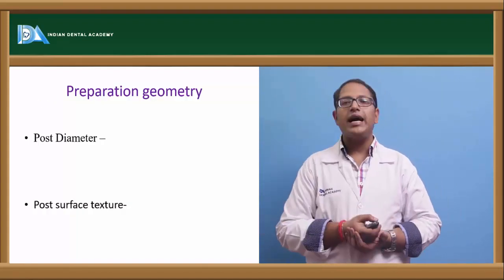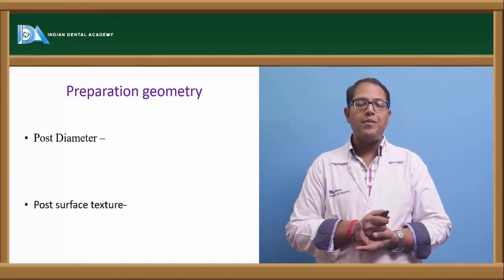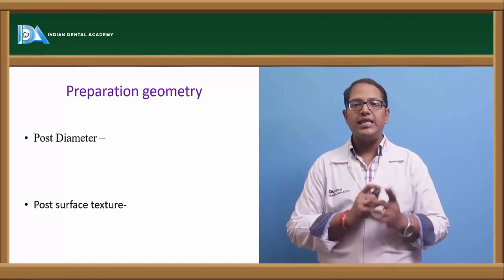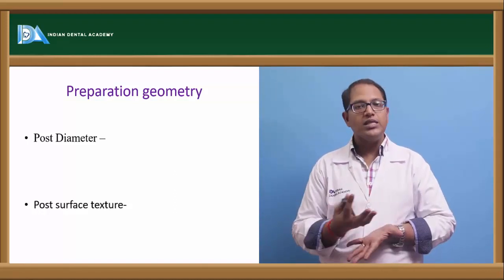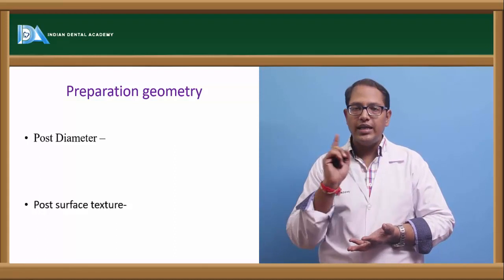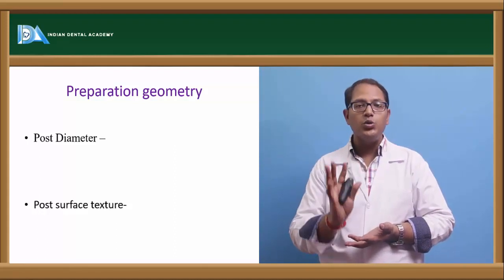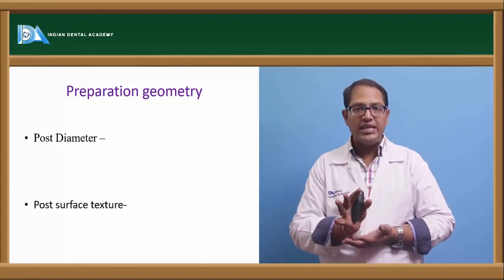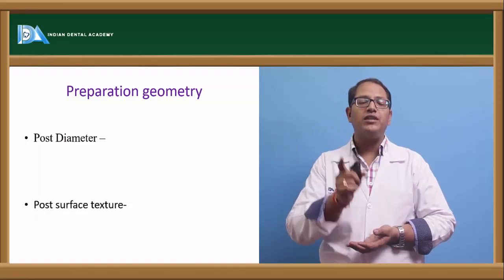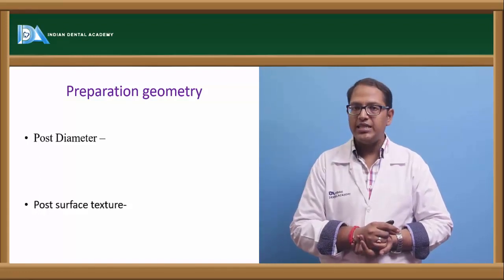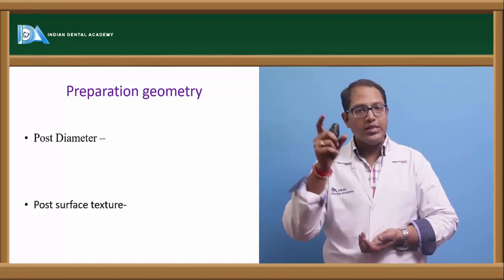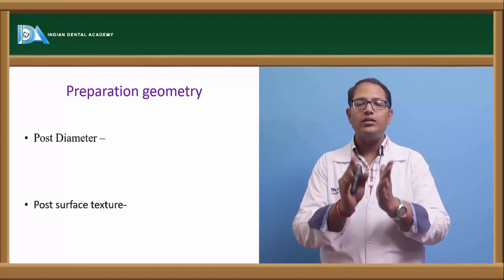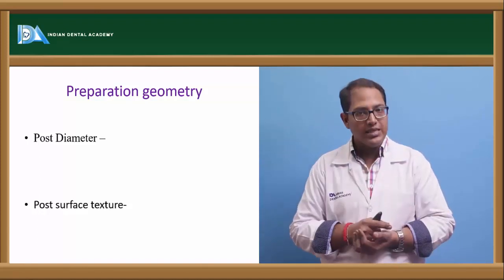Coming to the post diameter, Schellenberg says keep 1 mm everywhere. Rosenstiel says 1/3 of the entire tooth surface, sound tooth structure, should be present at any point of given time and place. That is, whether it is apically or cervically, at least 1/3 of the diameter should be present of the sound tooth structure.